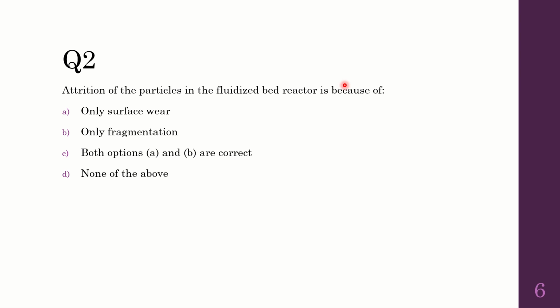So actually, attrition of the particles in the fluidized bed is because of both surface wear as well as fragmentation. We discussed this previously also. In surface wear we have abrasion and erosion phenomena happening, because of which chipping or sliding and rolling, the particle attrition happens. Whereas in fragmentation, large scale fracture or cracks occur in particles in the regions where there is a high level of stress. So options A and B are correct.